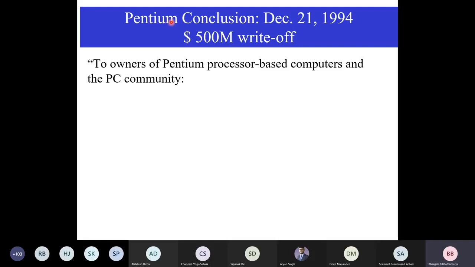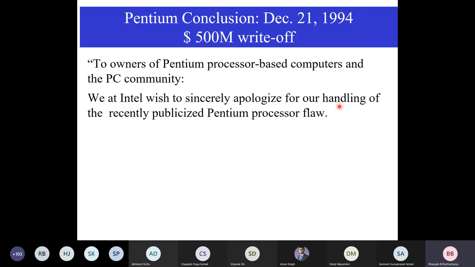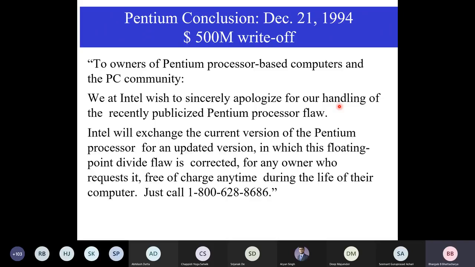This is the famous statement given by Intel. It's called the Pentium conclusion, and the loss to Intel was $500 million. Intel announced the following: to owners of Pentium processor-based computers and the PC community, we at Intel wish to sincerely apologize for our handling of the recently publicized Pentium processor flaw. Intel will exchange the current version of the Pentium for an updated version in which the floating point flaw is corrected, for anybody who requests it, free of charge, anytime during the lifetime of the computer.